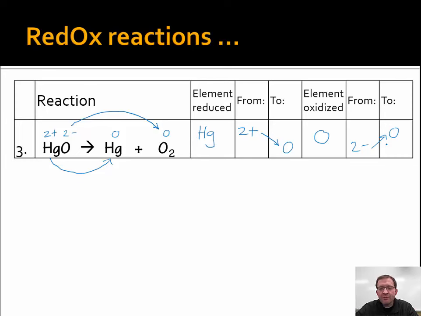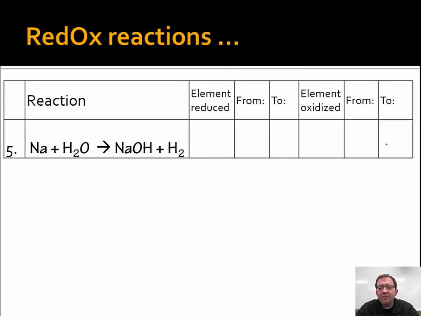So it doesn't mean you have to end up with a positive number in order to be oxidized or a negative number to be reduced. You just have to have gone down to be reduced and gone up to be oxidized. So keep in mind that it's not quite as limiting as we might sometimes think.